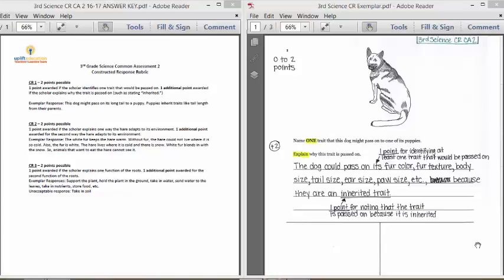Hello, and welcome to the norming video for 3rd grade science for CA2, the constructed response. I'm going to show you a few examples for how scholars may answer these questions, as well as show you the rubric over here on the left-hand side.